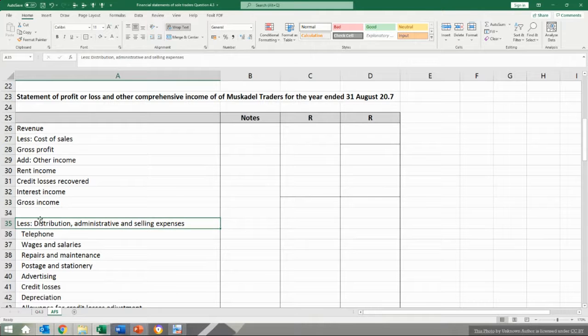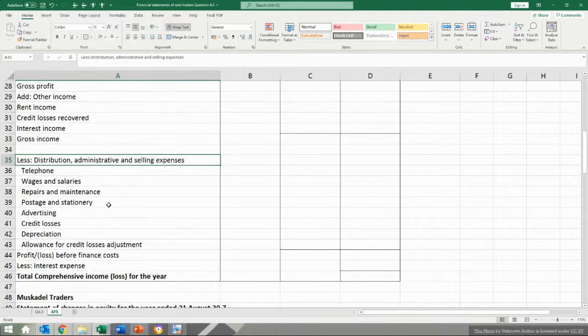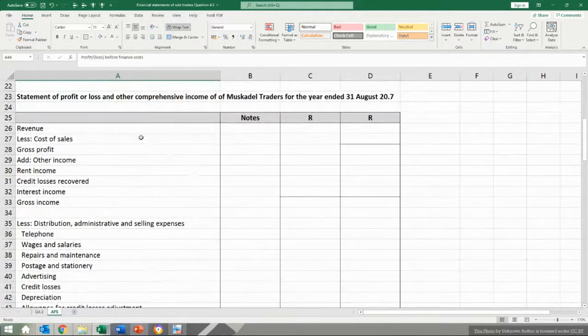And then you say less distribution, administrative, and selling expenses, and you would leave a gap to fill in all the normal expenses and adjustment entries that you have. Based on that, you work out your profit or loss before your finance cost. Finance cost is interest expense, and you deduct the interest expense to work out the total comprehensive income or loss for the year. What we are doing here is first working out the gross profit, then the gross income based on that, and then we work out our net profit.